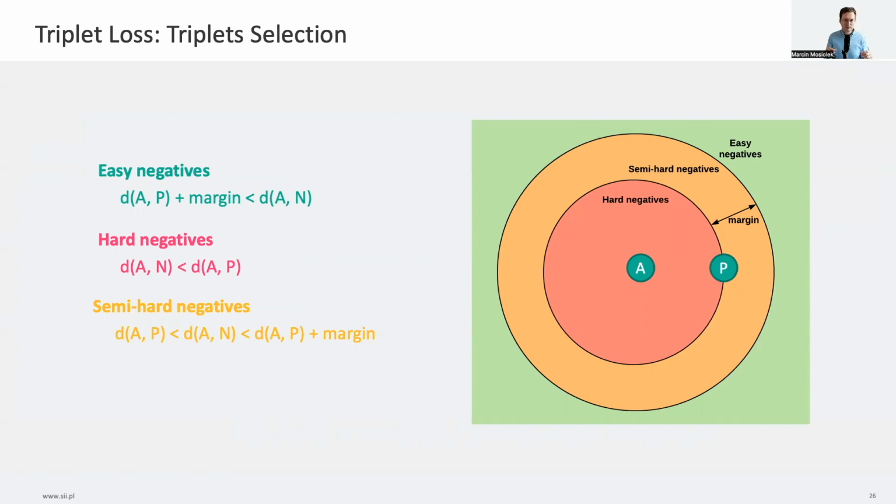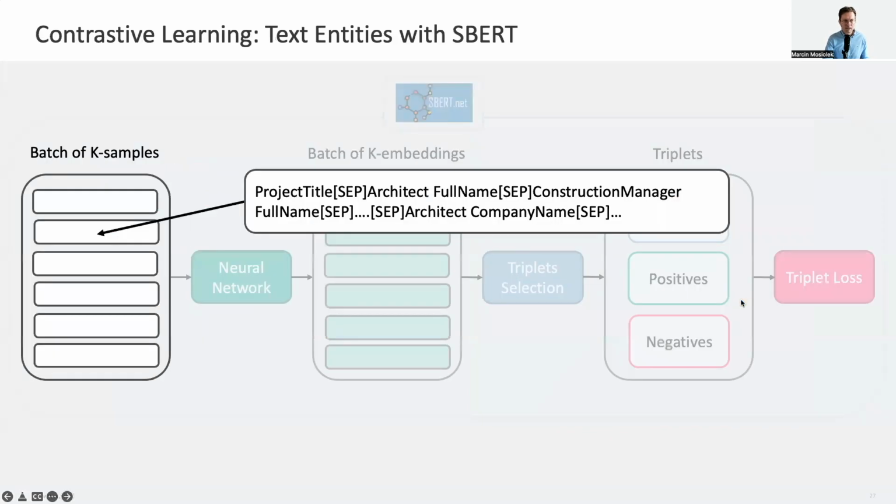What is more interesting are hard and semi-hard negatives. Hard negatives are negatives that are located closer to the anchor than the positives. Meanwhile, semi-hard negatives are negatives situated further away from the anchor than the positives, but not further away than some margin value. Okay, so how did we build our embedding model?